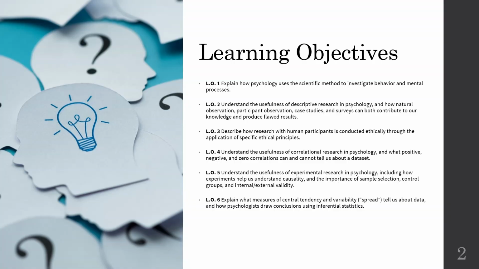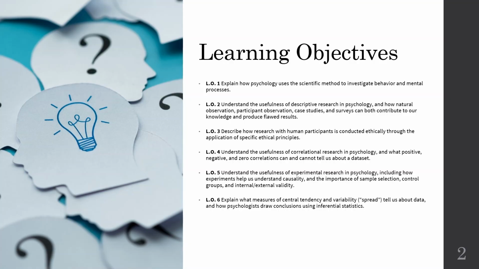In this chapter, we have a few different learning objectives. We're going to start off by explaining how psychologists use the scientific method in the study of psychology. We're also going to look at some specific ways that we measure behavior or collect data, like natural observation, surveys, and case studies, and talk about some pros and cons of each of them.